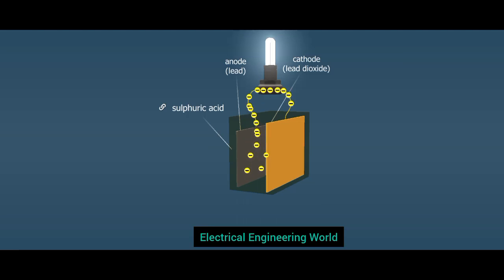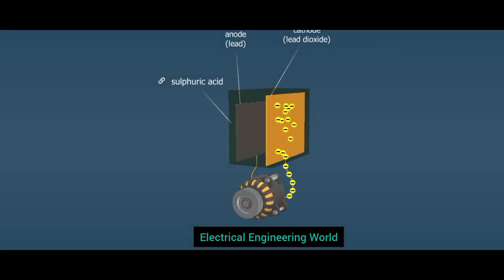When an electric load is connected between the electrodes, electrons start flowing through the circuit, that is, the battery discharges. Charging occurs when an electric current is applied to the battery.